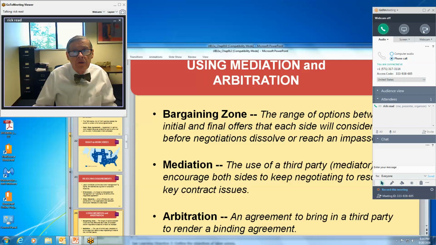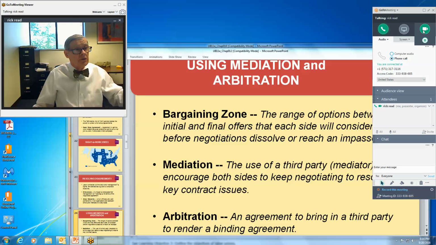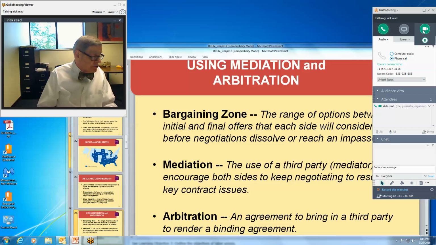Bargaining zone is what we know as the range of options between the initial offer and the final acceptance. Mediation and arbitration are two different tactics that are used by employers, management, and the unions.